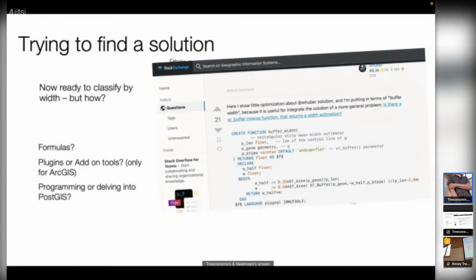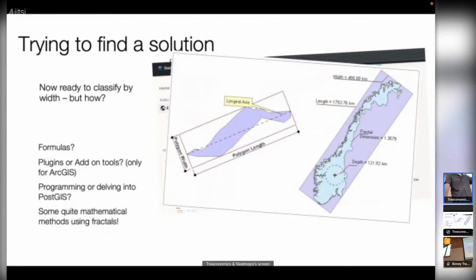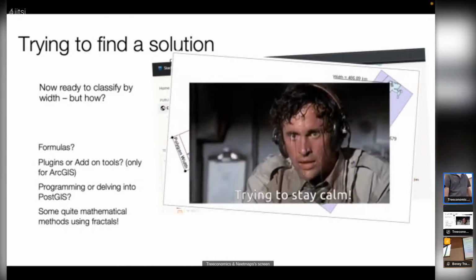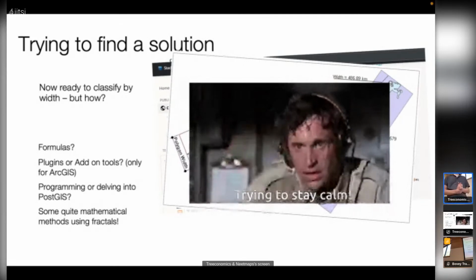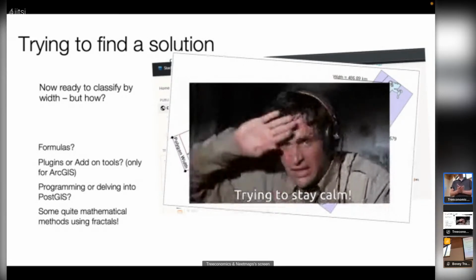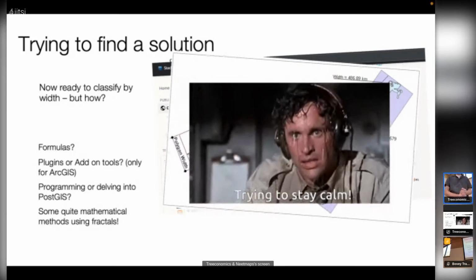And there were a few criticisms around it saying it was only approximate and didn't give you exactly what you wanted. Don't know why that happened. And then there was some stuff going off into real weird maths using fractals. So yeah, I was desperate to answer John's question, and I wasn't quite sure which way we were going to go with it.